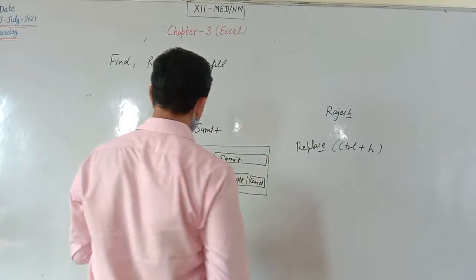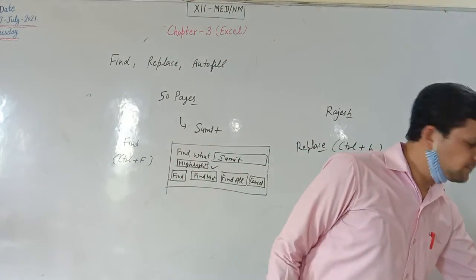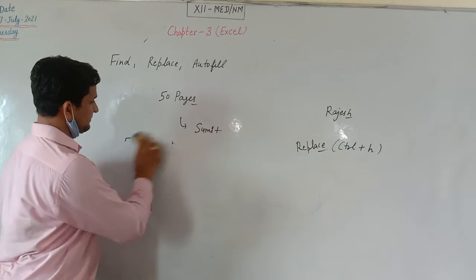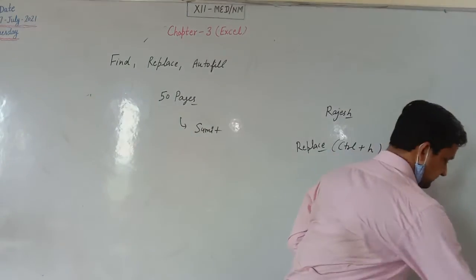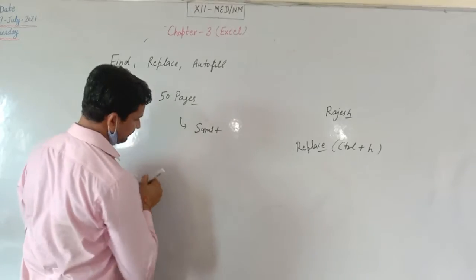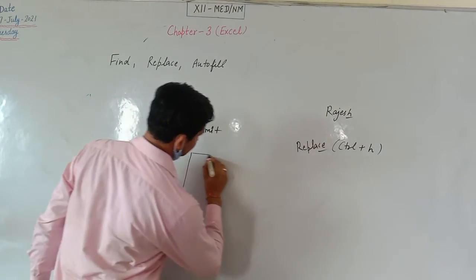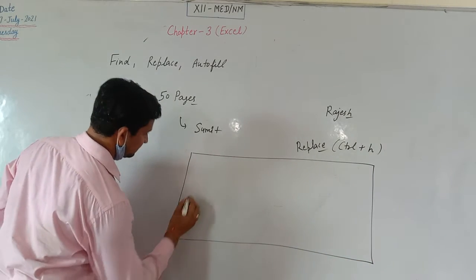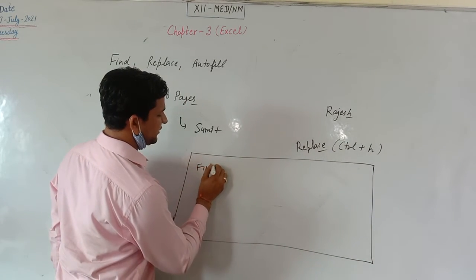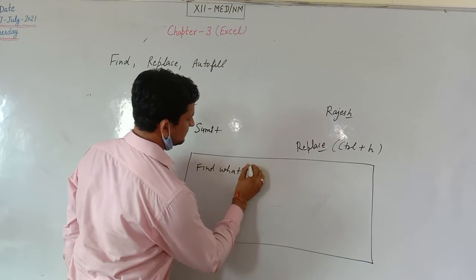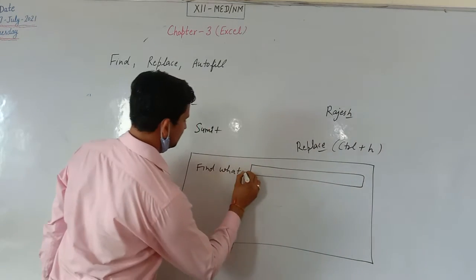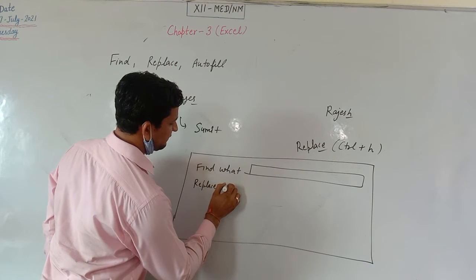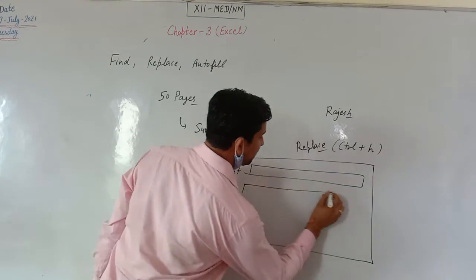So how will we do it? We will click on the replace option. In the replace option, a new window will appear. That window will display the option Find what. The second option is Replace with.